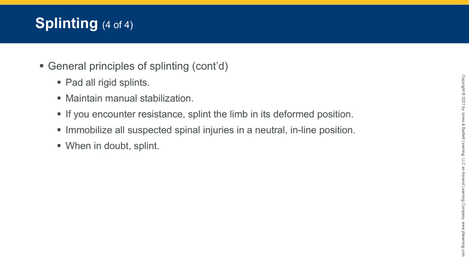Additional principles of splinting include padding all rigid splints for patient comfort, maintaining manual stabilization throughout the process, and avoiding unnecessary movement. If resistance is encountered, the limb should be splinted in the deformed position. For suspected spinal injuries, immobilize the spine in a neutral position. When in doubt, always err on the side of caution and splint the injury.